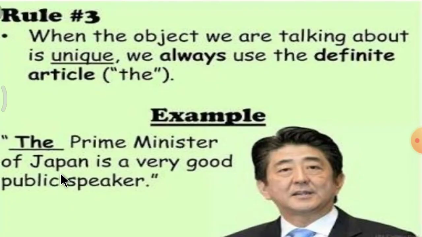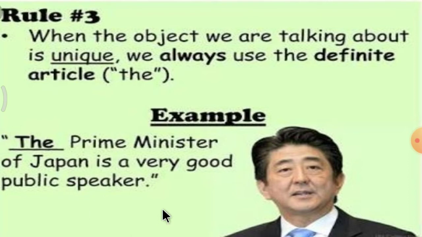Okay. So rule number 3: when the object we are talking about is unique. When the object we are talking about is unique, meaning it's different, it's only of one kind, we always use the definite article "the." Example: The Prime Minister of Japan is a very good public speaker.